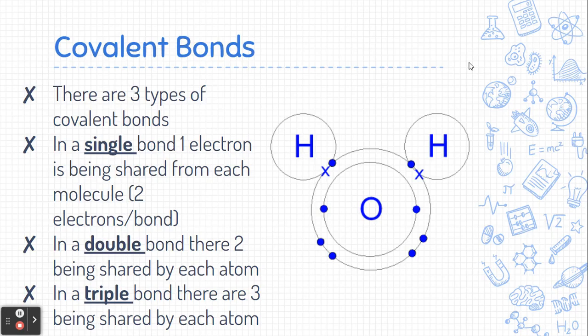Oxygen had 6. 1, 2, 3, 4, 5, 6. It needs how many more? So what does it do? It tells a hydrogen to come closer. It tells another hydrogen to come closer. When they come close, that electron from the hydrogen is going to be shared, right? And that electron from the other hydrogen is also going to be shared. So now oxygen seems to have how many now? 8. 1, 2, 3, 4, 5, 6, 7, 8.